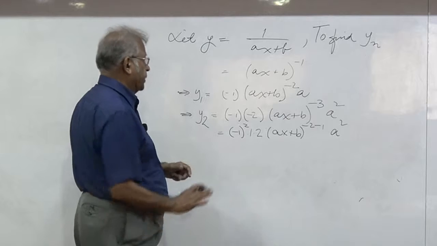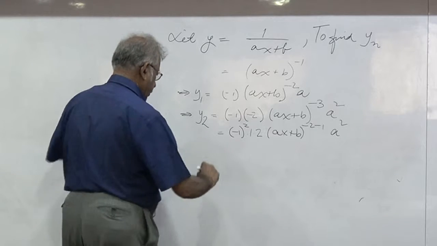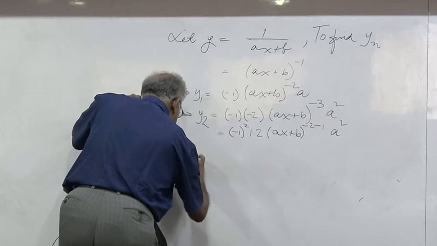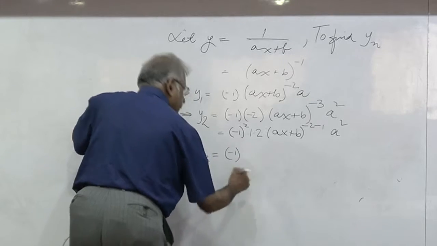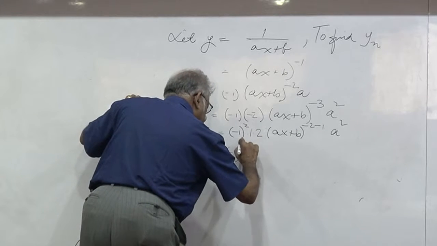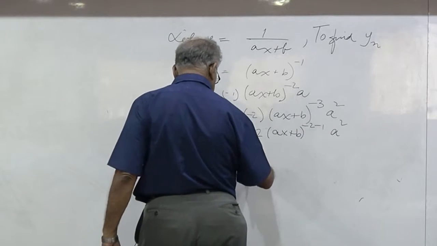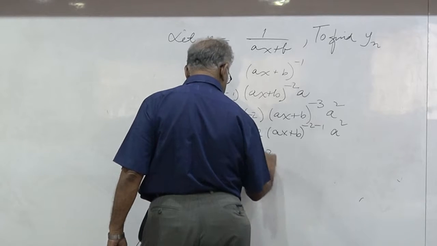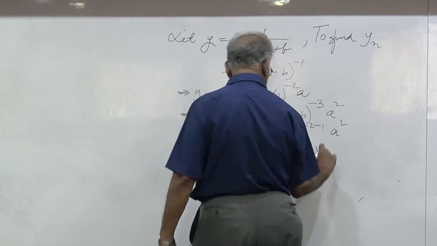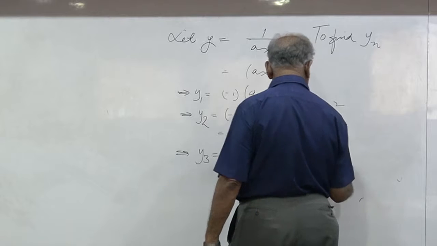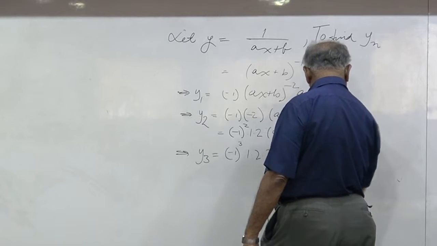What is being suggested is very simple. We will infer from here, or perhaps we can do one more differentiation. This implies y sub 3 is equal to minus 1 once again. So this will become minus 1 to the power of 3, because this is 1 and there will be a minus term coming. Then 1, 2, 3, ax plus b to the power of minus 3 minus 1 and a to the power of 3. Not a to the power of 3 times 9, it's a to the power of 3.